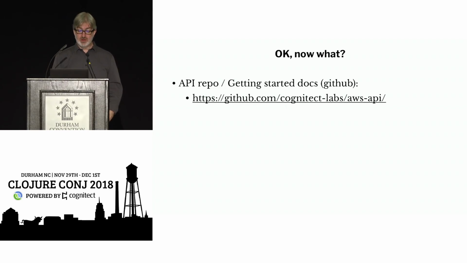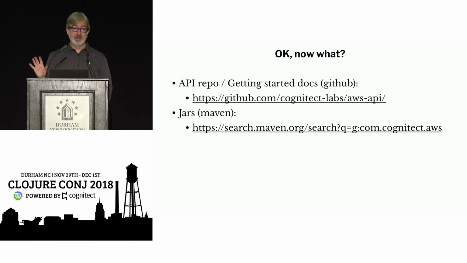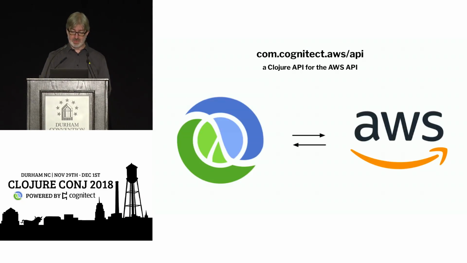So you can go up to GitHub if you can get access to the internet, and you can see the repo for the API. There's documentation up there. The jars are all in Maven Central. So there's the API jar, there's the endpoints jar, and then there's all the services. And you could go search for, I think, yeah, it's in the name here, Cognitect AWS/API.